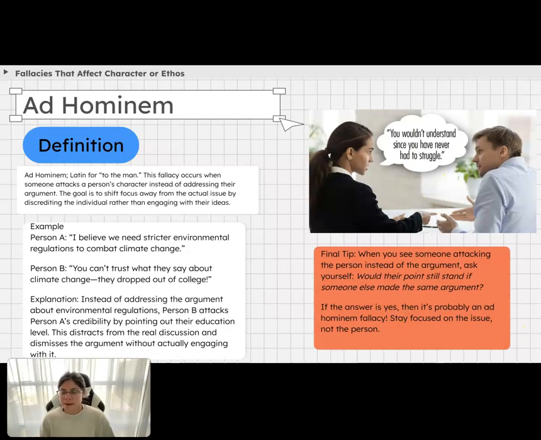Let's take a closer look at ad hominem. For this specific fallacy, instead of debating ideas, people use it to discredit the speaker with personal attacks. Another example would be, you can't trust what he says about taxes. He's a millionaire. Having money doesn't mean someone's opinion on taxes is automatically wrong. The focus should be on the argument itself and not the person making it. And we have an example right here. It says, you wouldn't understand since you have never had to struggle. Well, we don't know that that is true, but it is a personal attack, right? It doesn't mean that he has not struggled. We don't know that. Or she doesn't know that. All right.